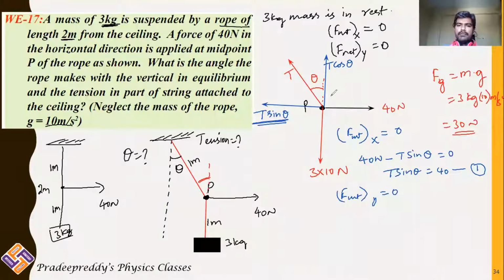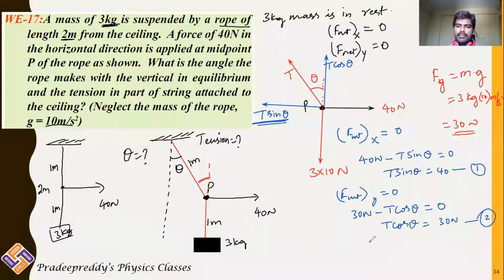Along y-axis, what are the forces acting? 30 Newton, which is downward, minus upward force. I am considering it as T cos theta. This is equal to 0. This gives you T cos theta is equal to 30 Newton. Let me take this as equation number 2.